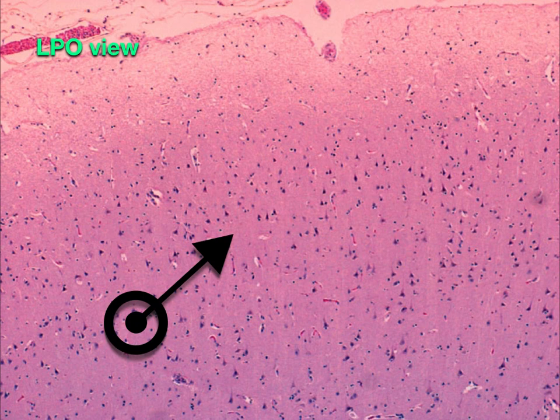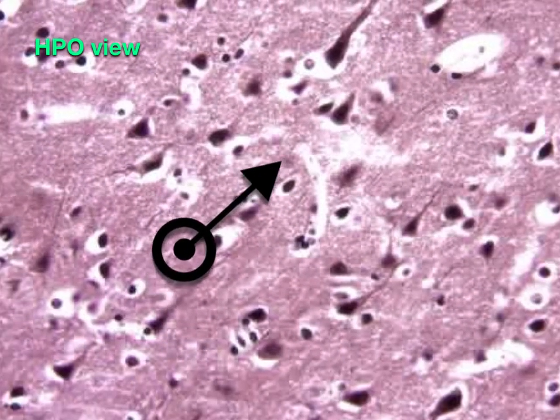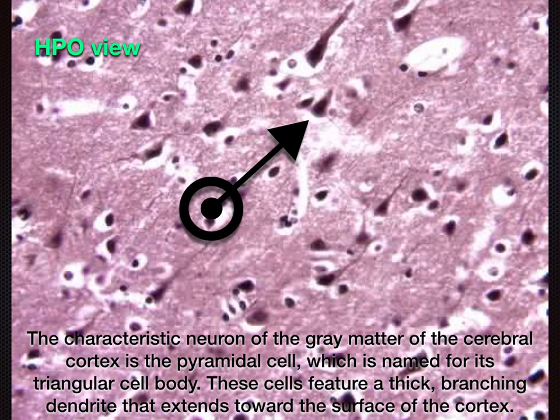Let us now shift to HPO to view the pyramidal cells. The characteristic neuron of the gray matter of the cerebral cortex is the pyramidal cell, which is named for its triangular cell body. These cells feature a thick branching dendrite that extends towards the surface of the cortex.